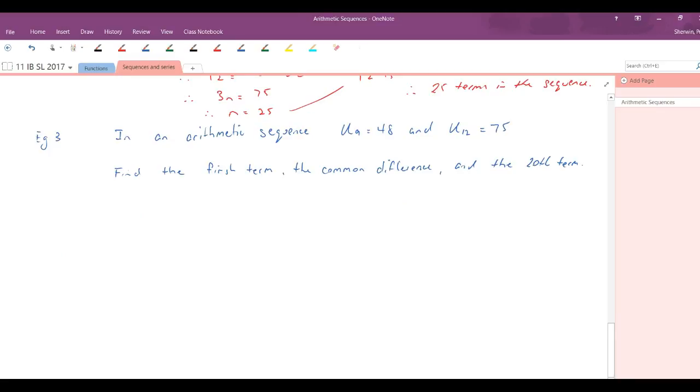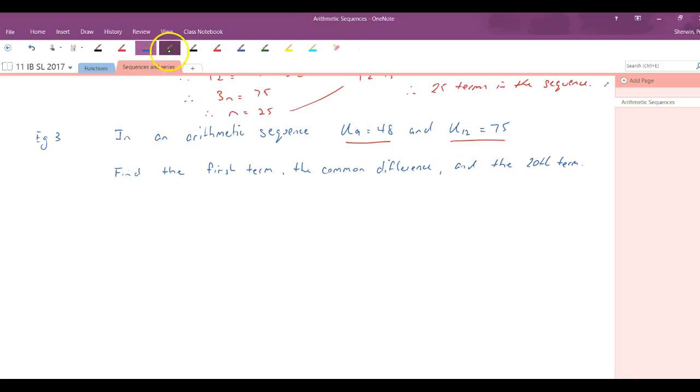All right, last example. In an arithmetic sequence, U9 is 48 and U12 is 75. Find the first term, the common difference, and then the 20th term. Right, well, let's find the first term first. This is a different type of question in that we've been given two clues here. The 9th term is 48, the 12th term is 75.